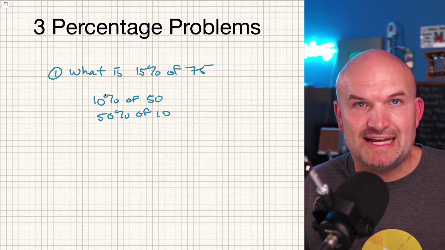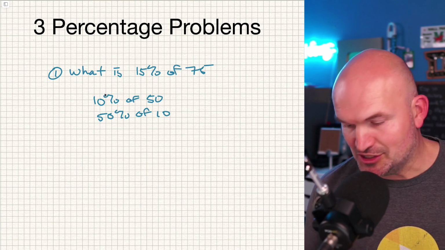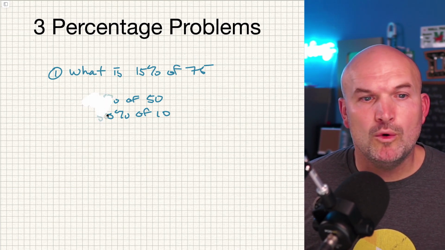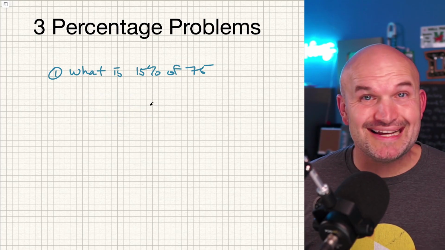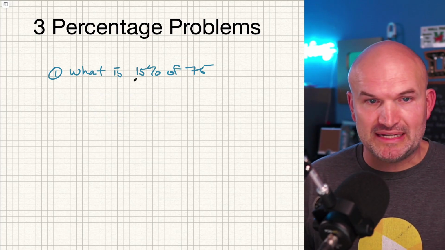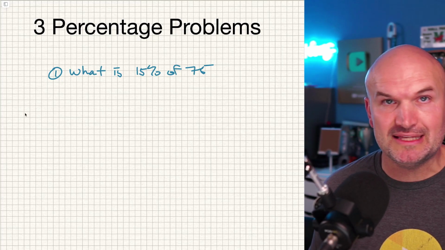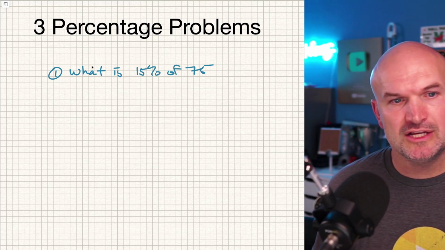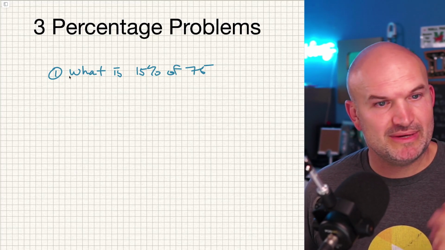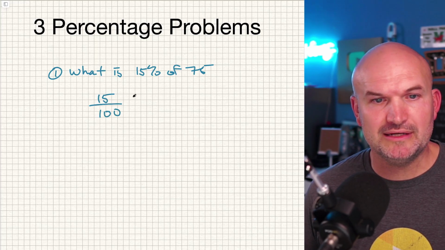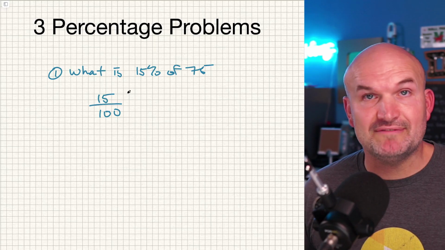You need to understand the definition of percentage. The definition of percentage means part of 100. So whenever I see something that is percent, I'm immediately going to take that number and put it over 100. And that is going to be the theme for whenever I'm working with percentage. So it says, what is 15%? So immediately 15%, I'm going to say that is 15 over 100 of 75.